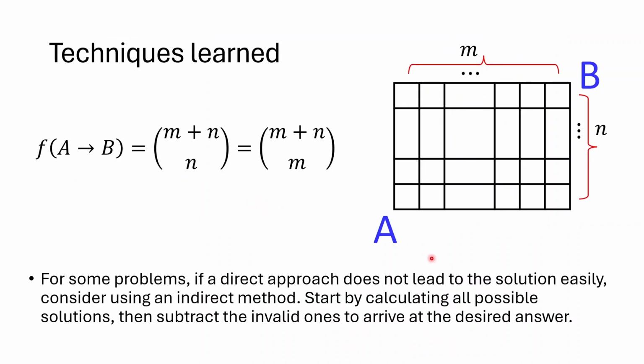Okay, so what we have learned is that if we have a complete network with sides n and m, the number of ways that we can go from A to B using right and up moves is the choice of n objects from m plus n objects. The second point is that for some problems, if a direct approach does not lead to the solution easily, consider using an indirect method. Start by calculating all possible solutions, then subtract the invalid ones to arrive at the desired answer.